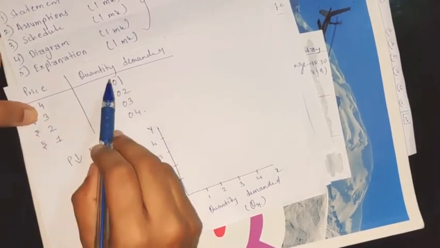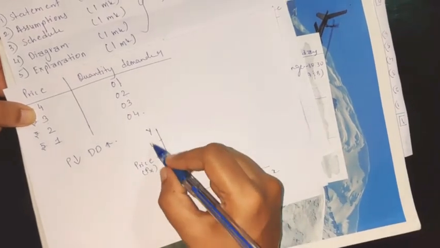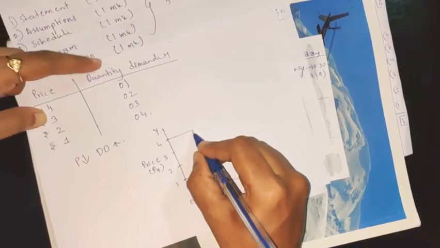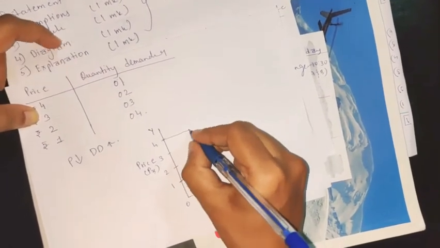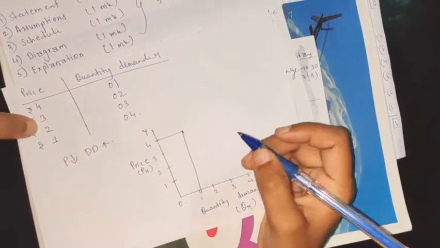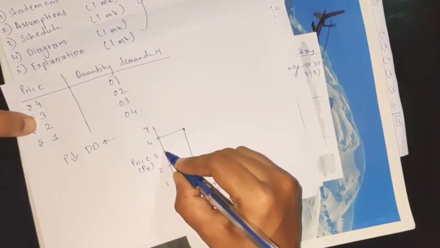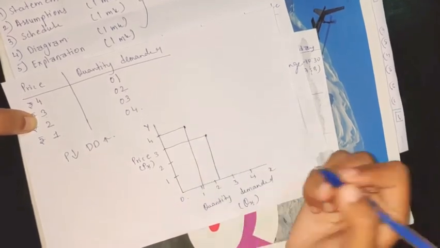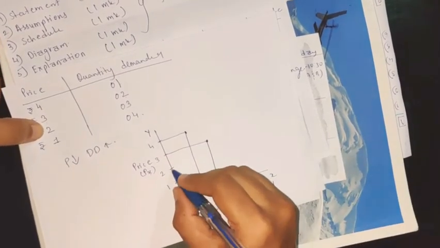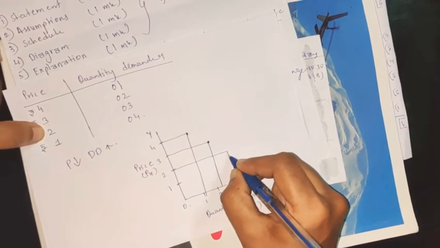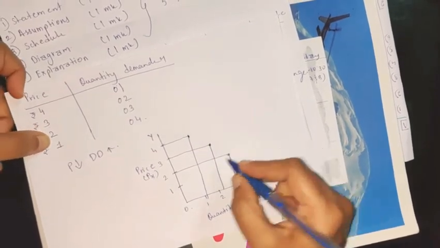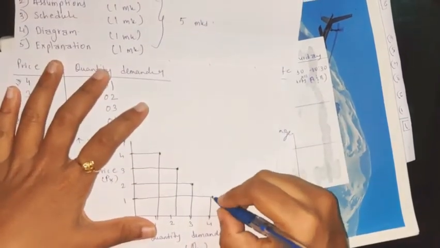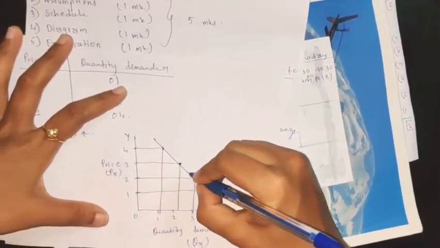Okay. First one, price is 4, quantity demanded is 1. Price over here on y-axis, price 4, quantity demanded 1. Then price 3, quantity demanded 2. Price 2, quantity demanded 3. Price 1, quantity demanded 4. Accordingly you have to plot. Now draw a straight line, join all these points.